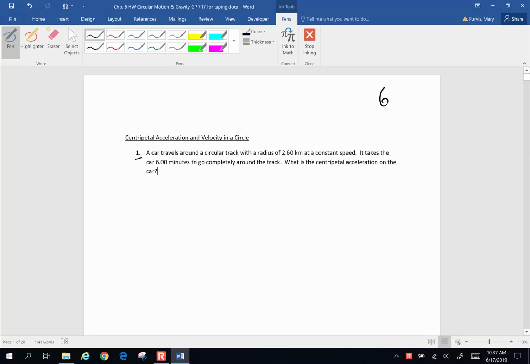A car travels around a circular track with a radius of 2.60 kilometers at a constant speed. It takes the car 6 minutes to go completely around the track, and what is the centripetal acceleration on the car? So, as always, let's begin with what we know. We are looking for centripetal acceleration. That's our unknown. It is a circular track. It has a radius of 2.60 kilometers, and the time for it to go around once is 6.00 minutes.